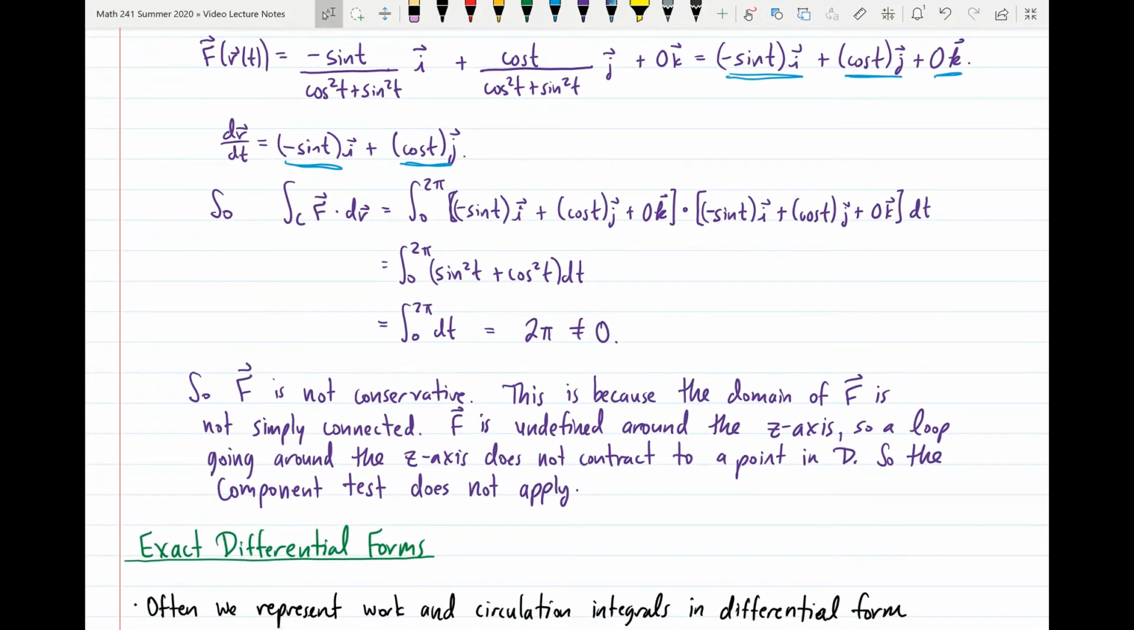And now we can substitute things in appropriately. And we get that the integral of f over C is equal to the integral from 0 to 2 pi of the dot product of these two vector functions here.